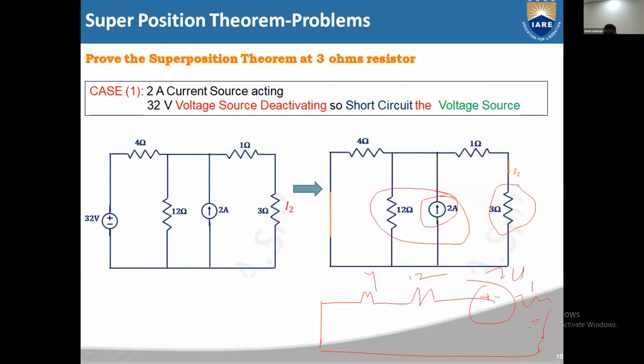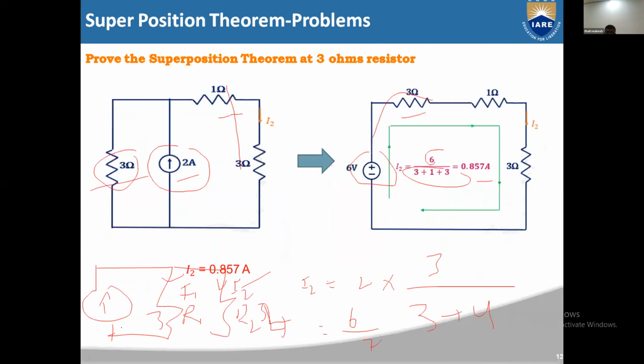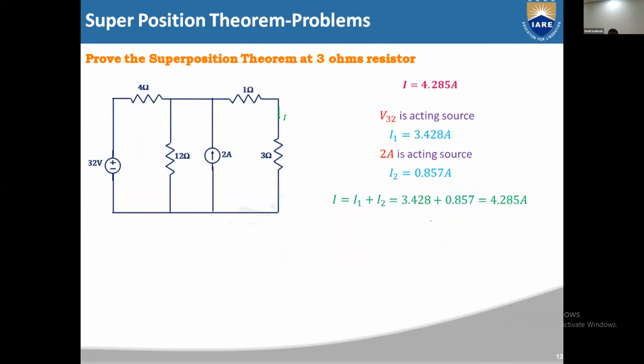In this case, first we have to find out the resistor value. After that, find out the current value. Okay, it is coming to the same. After this, adding these two currents. In the general method, we got the current as 4.285.